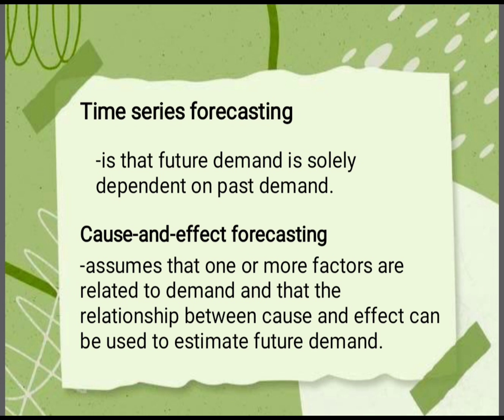Next, we have the cause and effect forecasting. It assumes that one or more factors are related to the demand, and the relationship between cause and effect can be used to estimate the future demand. An example is when the price of a product increases, the demand will decrease. It is an example of cause and effect forecasting. So you can already forecast that the demand will decrease due to an increase in price.